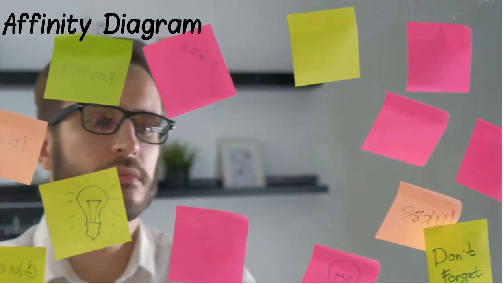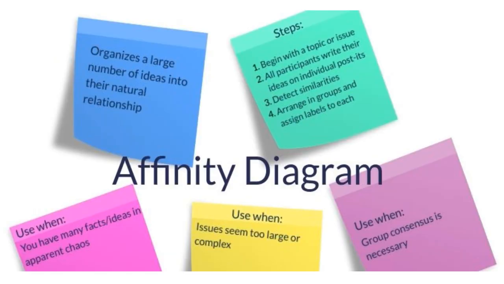The Affinity Diagram is one of my favorite lean tools to use. The diagram organizes a large number of ideas into their natural relationships. It's best used when you have many facts or ideas in apparent chaos, or when you have a group that may be hesitant to share ideas verbally, like you do in brainstorming or with a fishbone diagram.